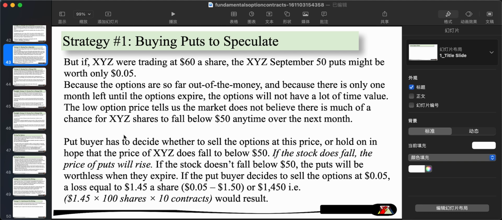If the put buyer decided to sell the options at $0.05, that is a loss equal to $1.45 per share, which is 0.05 minus 1.50, or $1,450, for example. So that would be 1.45 times 100 shares times 10 contracts.